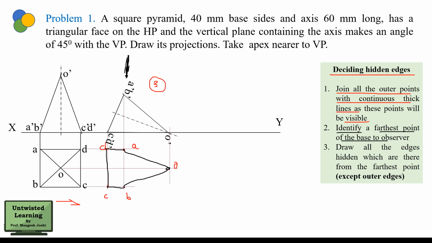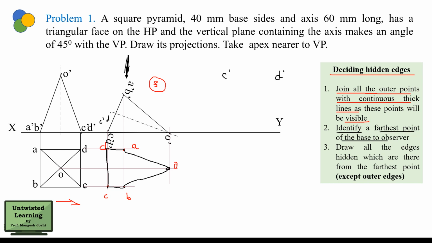So which is the farthest point of the base? It is C and D. So this point is nothing but C dash and D dash. So you have 2 points which are away from the observer, or the farthest from the observer. Okay. Now the next step: you have identified that C dash is one point and D dash is the other point, which are the same points.